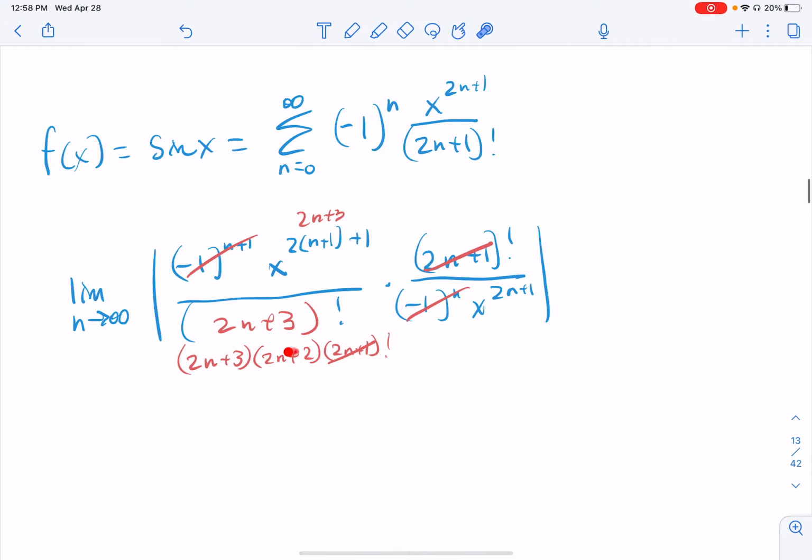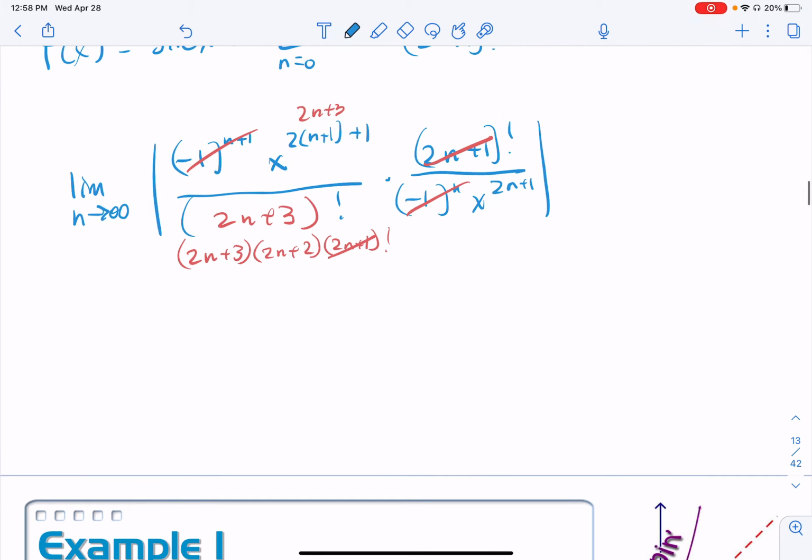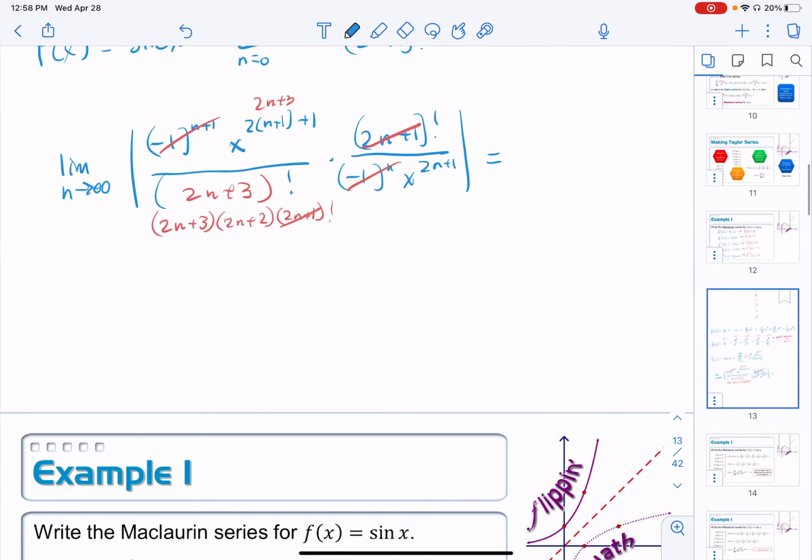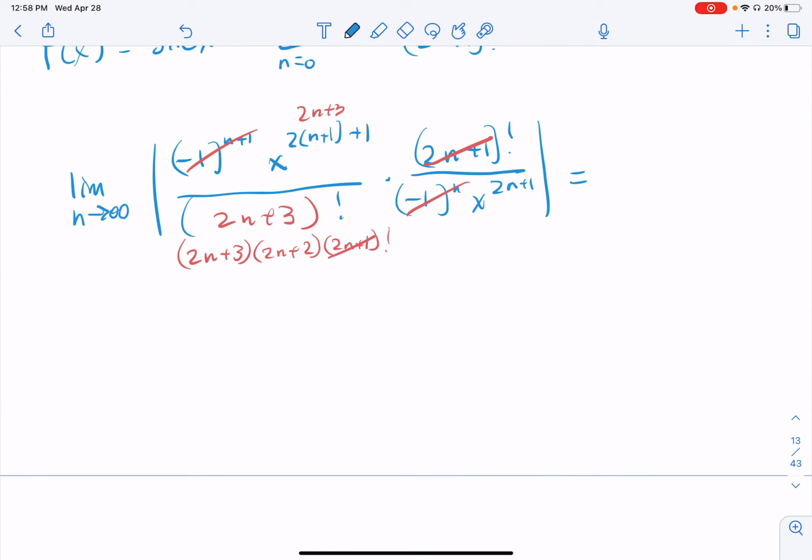So we're still left with these two terms. And then the powers on the x, we're going to subtract these two things. So 2n plus 3 minus 2n plus 1, the 2n's will cancel, and it's essentially 3 minus 1, which leaves us an x squared. So this whole thing simplifies to the limit as n goes to infinity of the only thing left up top, an x squared. Absolute value. Do you really need it? Probably not. Over 2n plus 3 and 2n plus 2.